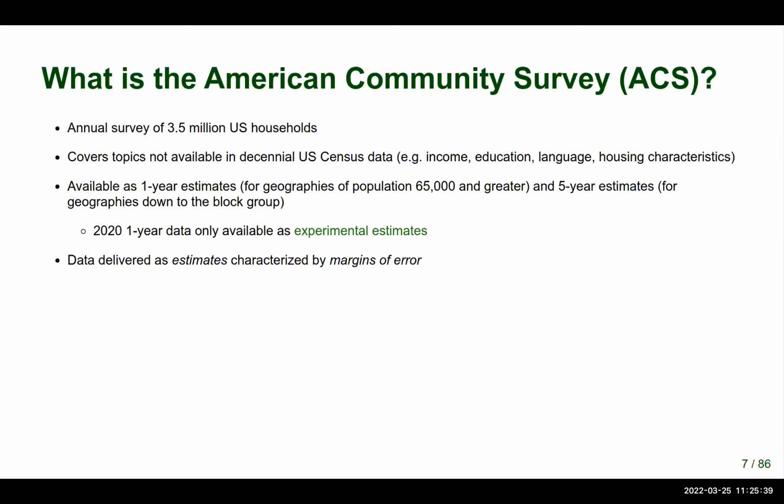ACS data, as they're based on a survey and a sample of the US population, the data are delivered as estimates rather than true counts. And those estimates are characterized by a margin of error, which allows us to quantify uncertainty around those estimates. And we'll spend a fair amount of time talking about how to handle that uncertainty as we move forward in this workshop.